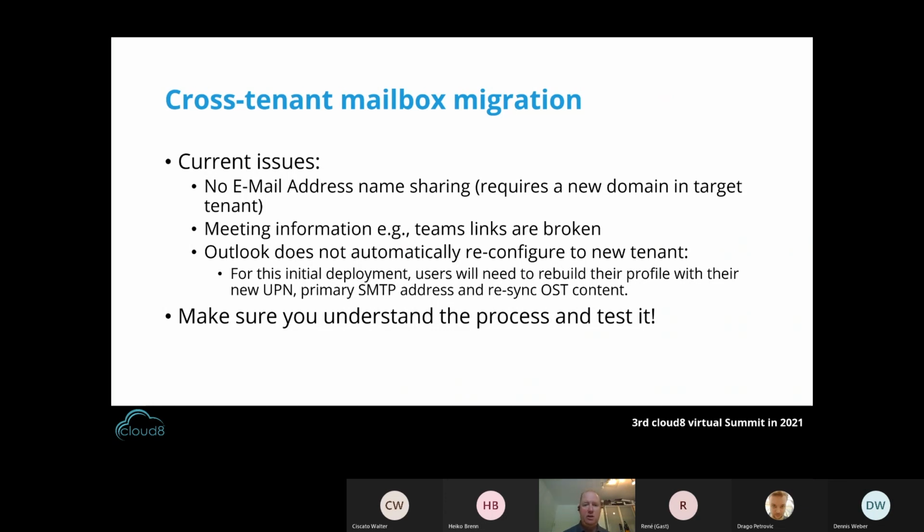Meeting information such as Teams links are broken. Well, they are migrated and the appointments are moved over, but the links are of course targeted to the source environment. If you move the mailbox over, then of course the calendar entries need to be updated. And lastly, Outlook does not automatically reconfigure to the new tenant, which basically means it stops working. You need to enter the new email address, and then it requires a full resync of the OST as well as of the address book.